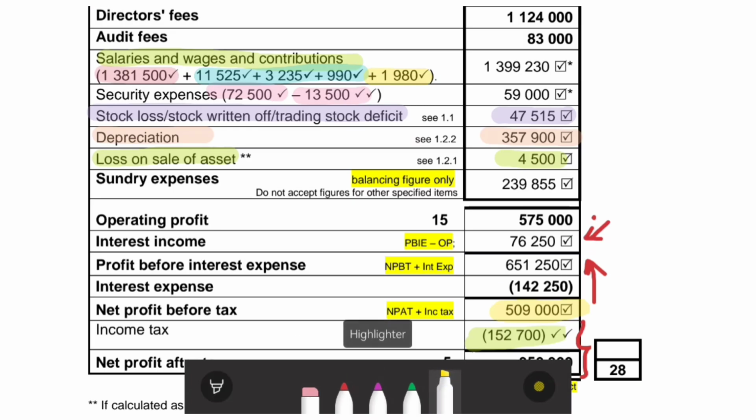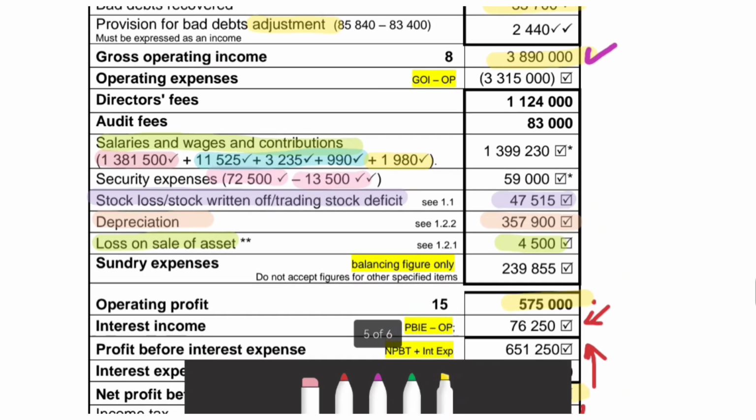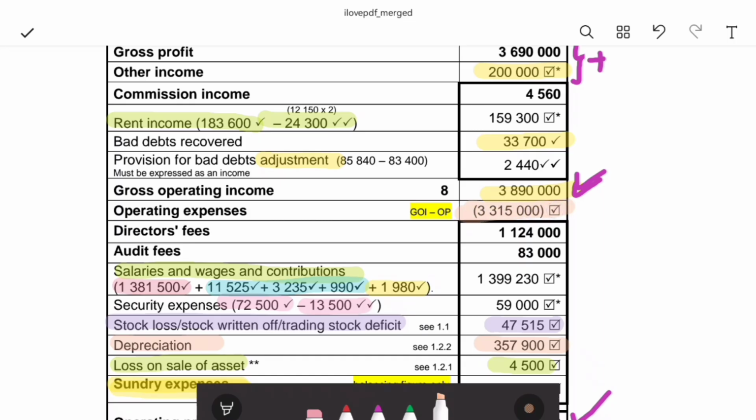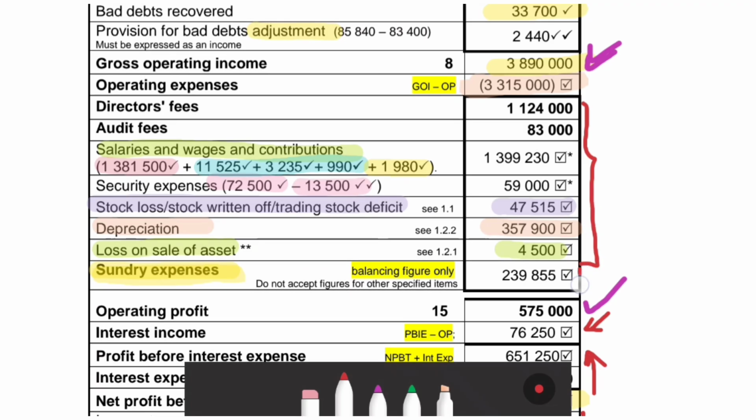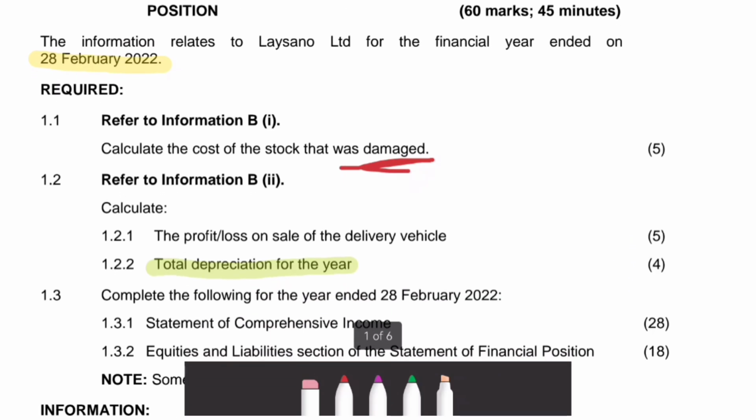Since we are given the operating profit, we know that how we arrive at the operating profit, we would have taken this amount here, the gross operating income, and subtracted all of our expenses. We don't have a total of our expenses because sundry expenses is our balancing figure. So this is what you're supposed to get. We'll subtract all the expenses that we have in this box. This is all our expenses. And whatever's left over is sundry expenses. This is the end of the statement of comprehensive income.